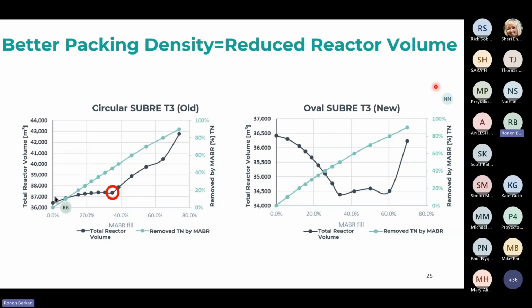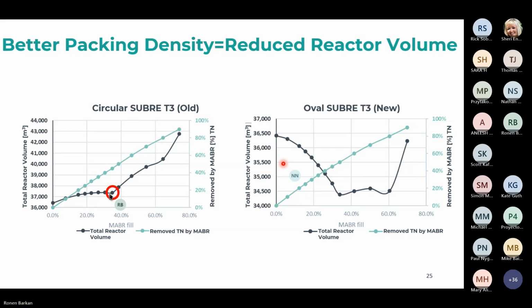And just to explain, with the circular model configuration, we saw that once we occupy almost 40% of the basin, we're still at a higher nitrification rate with the MABR towers. But once we start occupying more of that basin with MABR towers, we're just literally increasing the basin size linearly. So it doesn't make sense, because you can achieve the same thing with fine bubble diffusers, right? But now, Neri, please go on with what's happening with the new oval.